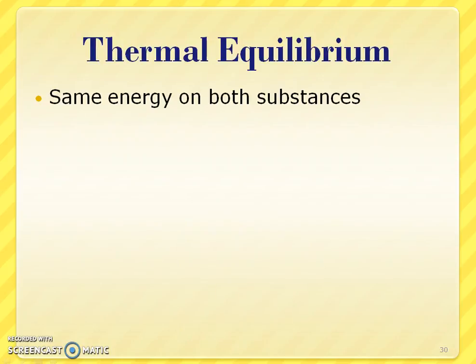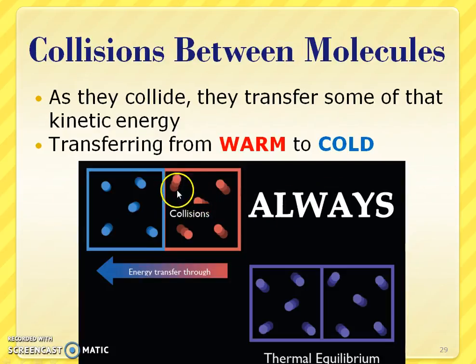So thermal equilibrium just means that both substances have the same amount of energy. I'm going to go back here real quick. If these two particles, these molecules, touch for long enough, what's going to happen is that they're going to have the same amount of energy. They're going to move the same. We're going to call that thermal equilibrium. And we'll talk in more detail about what equilibrium truly means when we get to that chapter.